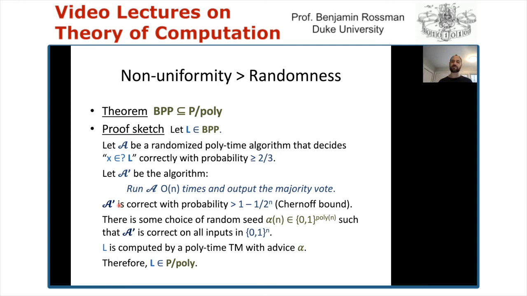And now, by the magic of the probabilistic method, it follows that there exists some choice of the random seed for this algorithm A prime, such that A prime is correct on all inputs. Because the number of inputs is 2^n, and we've reduced the error probability down to below 1/2^n, it follows that there's some choice of the random seed for which this algorithm is correct on all inputs of length n. Great, so now it follows immediately that L is computable by a polynomial time Turing machine with this advice string alpha. You simply run A prime with alpha playing the role of the randomness. And therefore, by our characterization of P/poly in terms of polytime Turing machines with advice, this shows that L is in P/poly. So this is the proof that non-uniformity is more powerful than randomness.